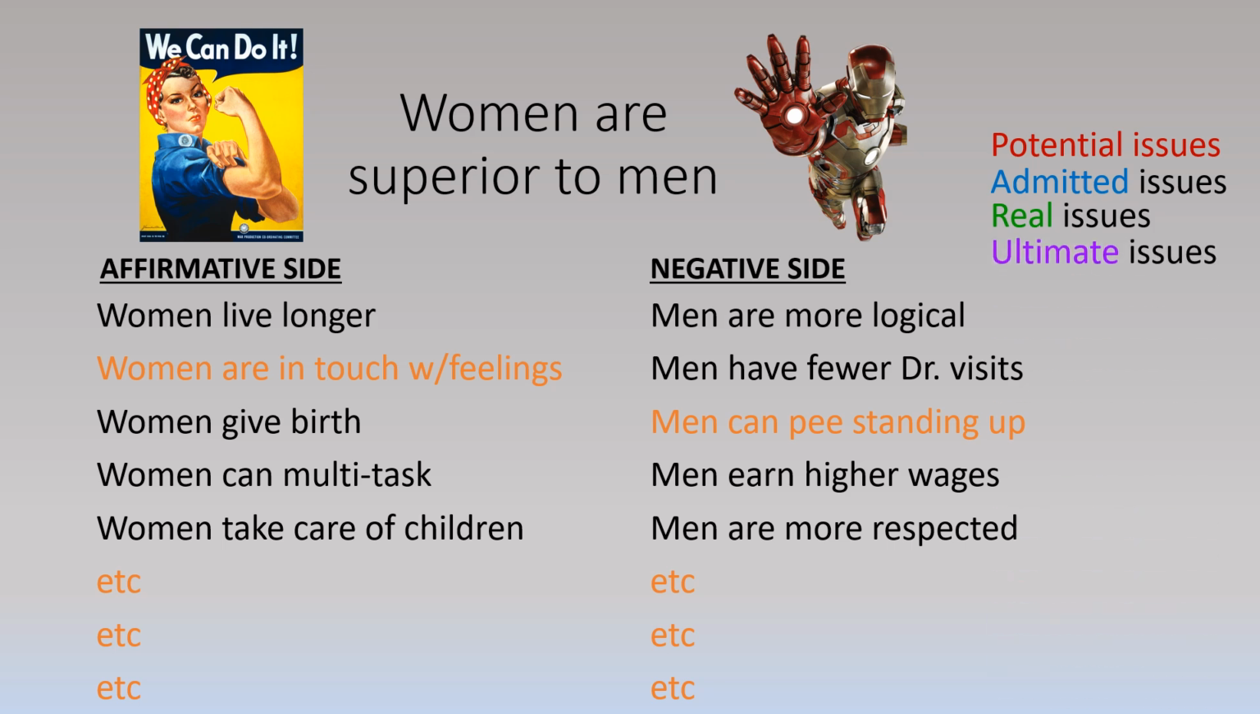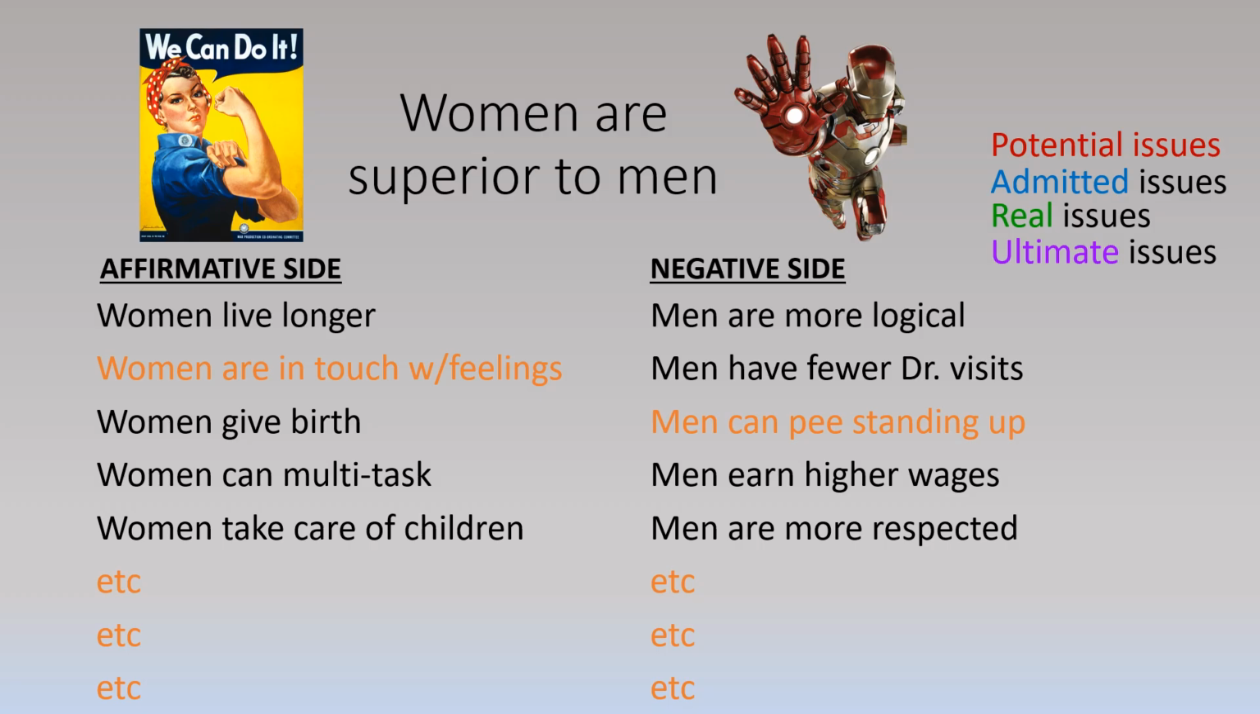And the ultimate issues are, again, the ones that you think are going to help you win the debate, which is dependent on who the judge is or who the judges are, really. So just for sake of argument here, I'm going to say that the biggest issue on the affirmative side was women live longer. And I'm going to say on the negative side, the biggest issue is that men earn more money. Okay, they earn higher wages, they get paid more. Women still get paid about between 75 and 80 cents, I think, on every dollar.